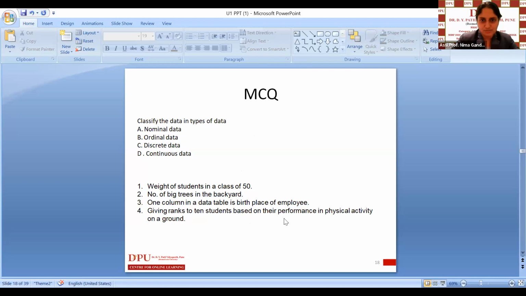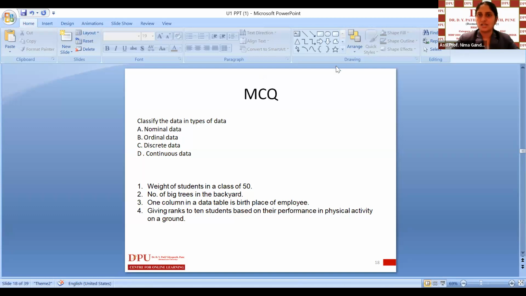Giving rank to 10 students based on their performance in a physical activity on the ground. You are just watching how they are doing the exercise and measuring it. Can you measure the physical activity? If they are running, you can measure it in terms of time, and you are also giving them ranks. So what type of data is it? Continuous data. If you are measuring in time, or the distance they have covered in 1 minute, you can say it is continuous data.